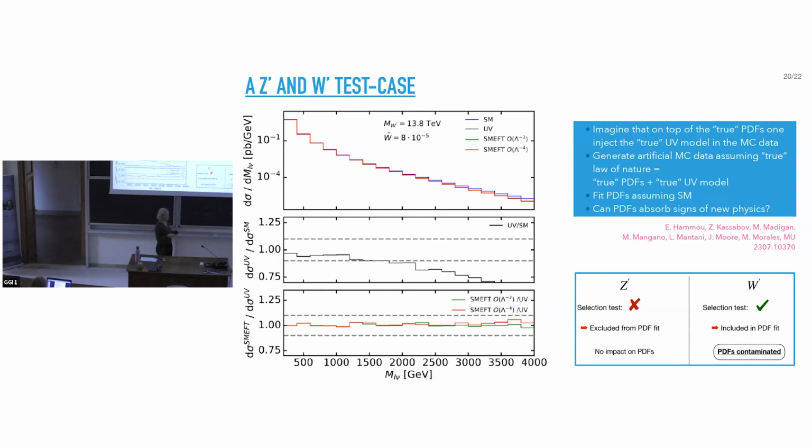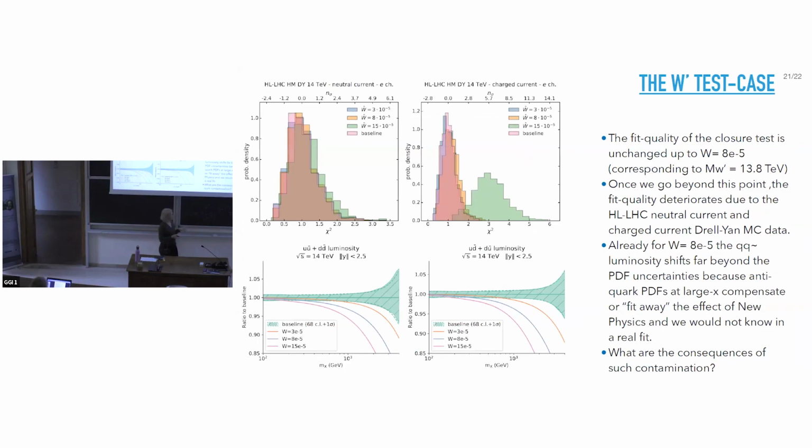So with the Z prime, the new physics cannot be absorbed. That's interesting. And instead, the W prime can be absorbed. So what do I mean, and why is there this difference between these two models?